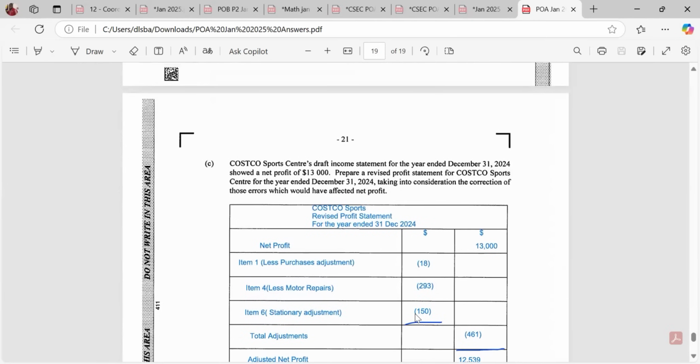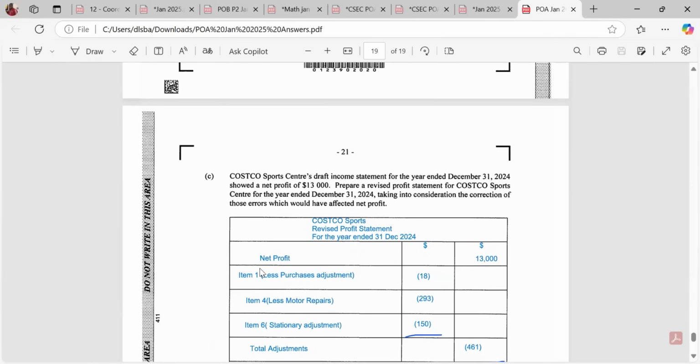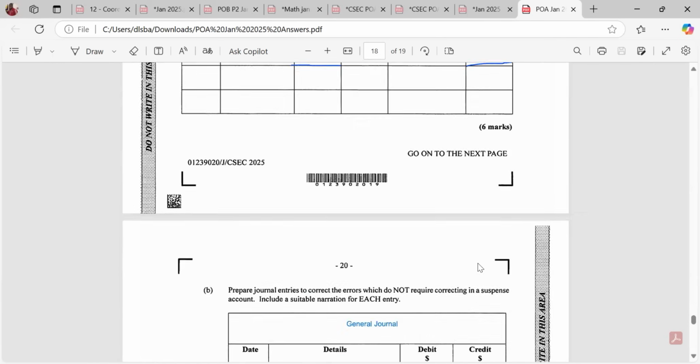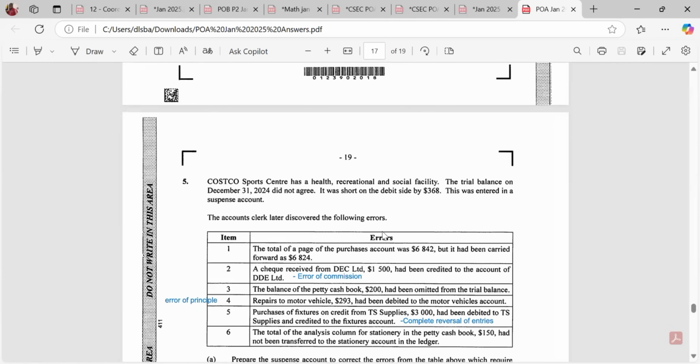Then they said, Costco Sports Center draft income statement for the year ended 31st of December 2024 showed a net profit of 13,000. But remember, we just corrected some errors. So that net profit will have to get some adjustments, right? Prepare a revised profit statement for the year ended 31st of December, taking into consideration the correction of those errors which would have affected the net profit. So let's see. Start off with net profit, 13,000, and let's see which errors would affect the net profit.